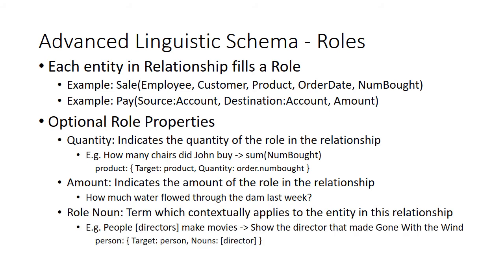The third property on roles is role nouns. These are terms which you can use to refer to the entity in the context of their relationship. For example, in the relationship people make movies, you may want to refer to those people as directors, so you can ask questions like, who is the director that made Gone with the Wind? Or even simply, list the directors, which would then return a list of people who made at least one movie.